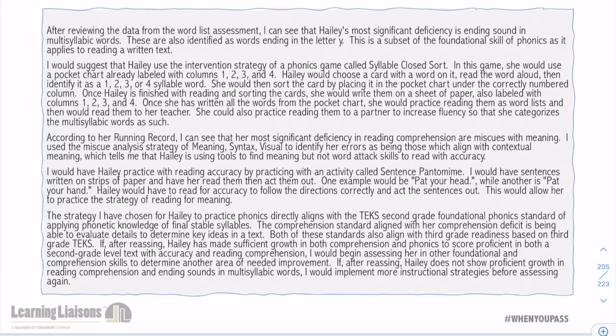All right, so let's dig out part of this. So we have identified that her biggest foundational skill need was phonics, and that is specifically ending sounds and multisyllabic words, specifically ending in the letter Y. All right, so we hit number 1. Number 2, we had to come up with a strategy.